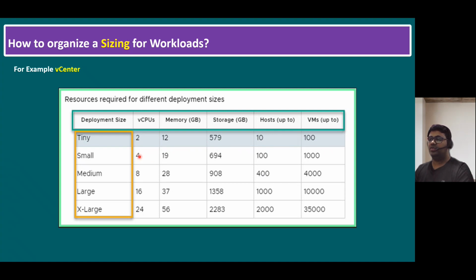And small size means 4 CPU and 19 GB of memory, and storage is increased to 694. Host support is for 100 hosts, and it supports 1000 VMs. And if you increase to X-large, obviously CPU count and memory count increase, and it's supported for 2000 ESXi hosts and 35,000 virtual machines.